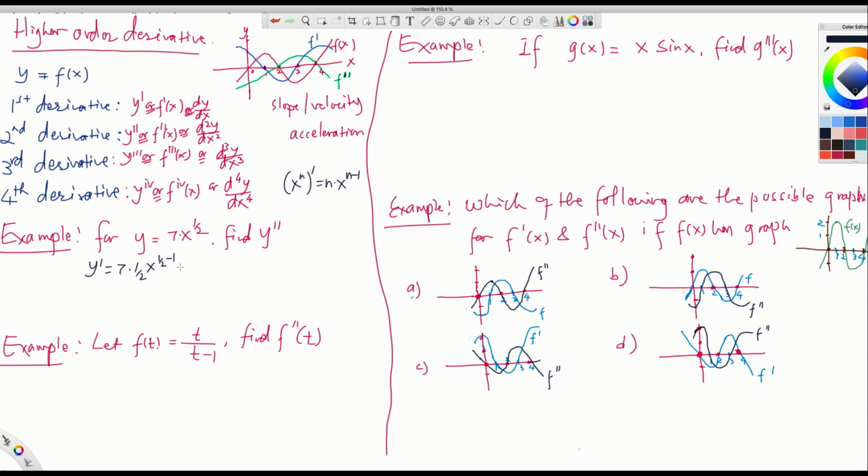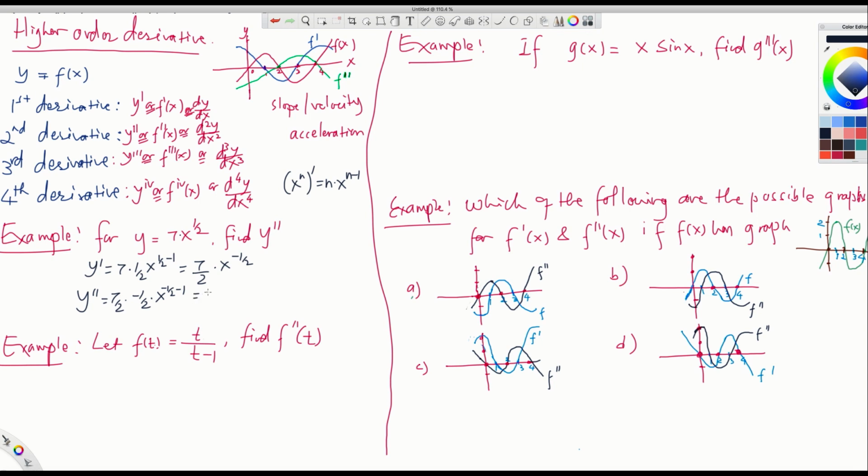If you simplify this, you will get 7 over 2, because 7 times 1/2 is 7 over 2, times x to the negative 1/2. I'm not moving this down before I find the second derivative. So let's find the second derivative. y double prime is the derivative of that thing. 7/2 is a number, so you can pull that out, and then find the derivative of x to the negative 1/2. That will be negative 1/2 times x to the negative 1/2 minus 1, using n x to the n minus 1.